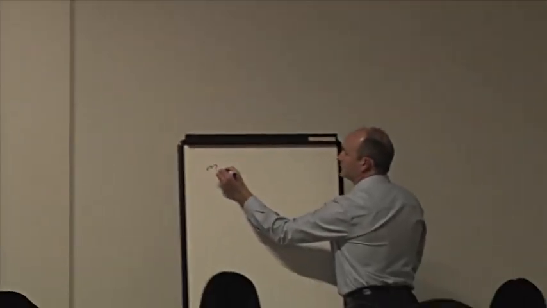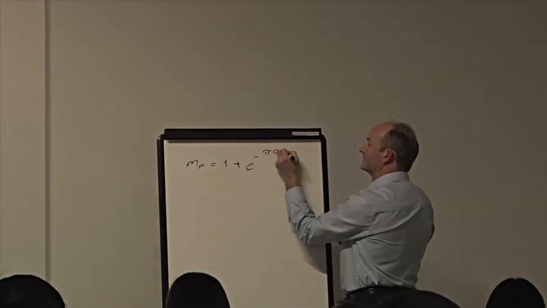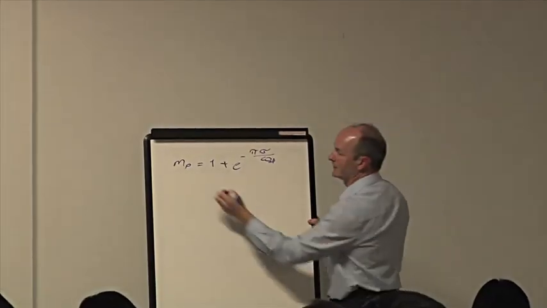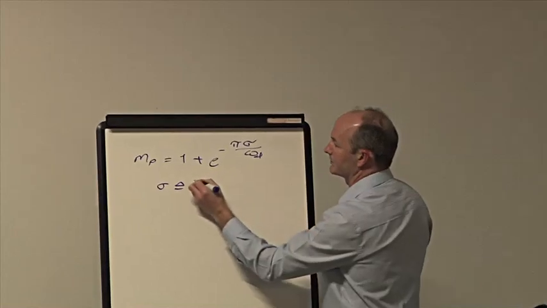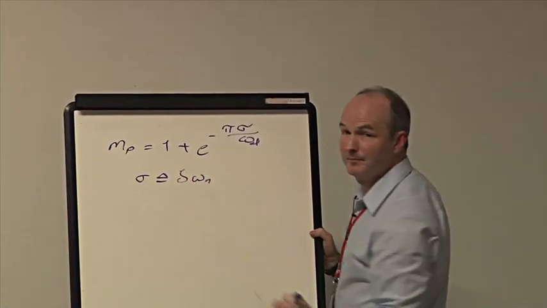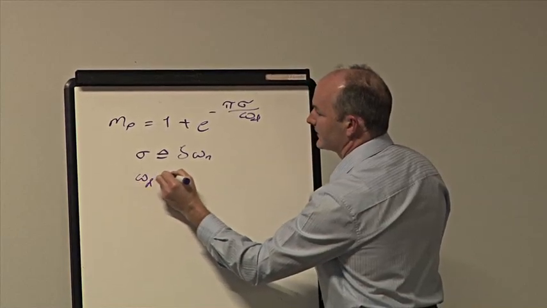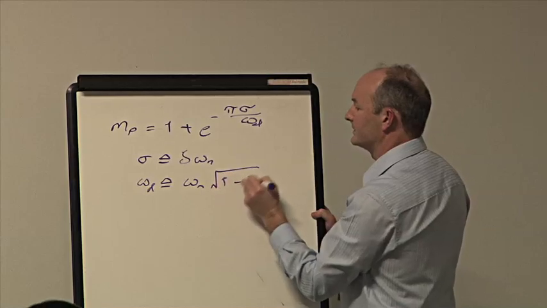The peak overshoot is equal to 1 plus e to the minus pi times sigma over omega d. I've previously defined some of these parameters for you. Sigma, remember, we define as the damping coefficient. That's the product of zeta and omega n. And omega d, the damped natural frequency, we define as omega n times the square root of 1 minus zeta squared.